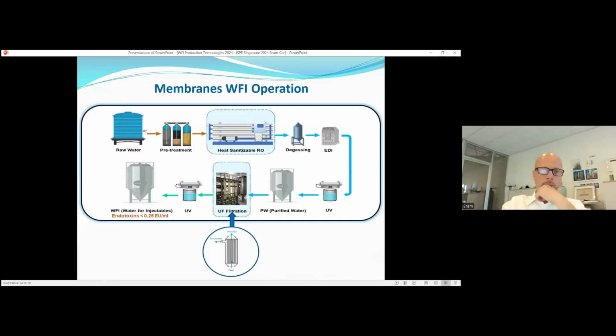The membrane operation is, as we have anticipated before, starting from the raw water. We have the pretreatment, as we say, the calcium removal, chlorine, sodium dioxide, etc., filtration, control of the temperature, so maybe an exchanger in order to have the right temperature, then reverse osmosis, possibly degassing, electrodeionizer, UV lamps, also in this case depending on the raw water analysis. This is a simplified scheme.